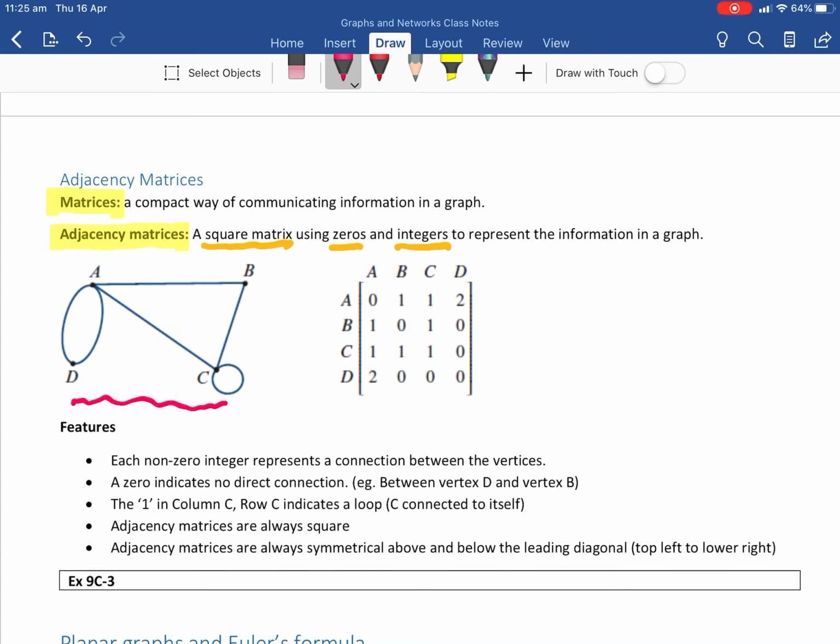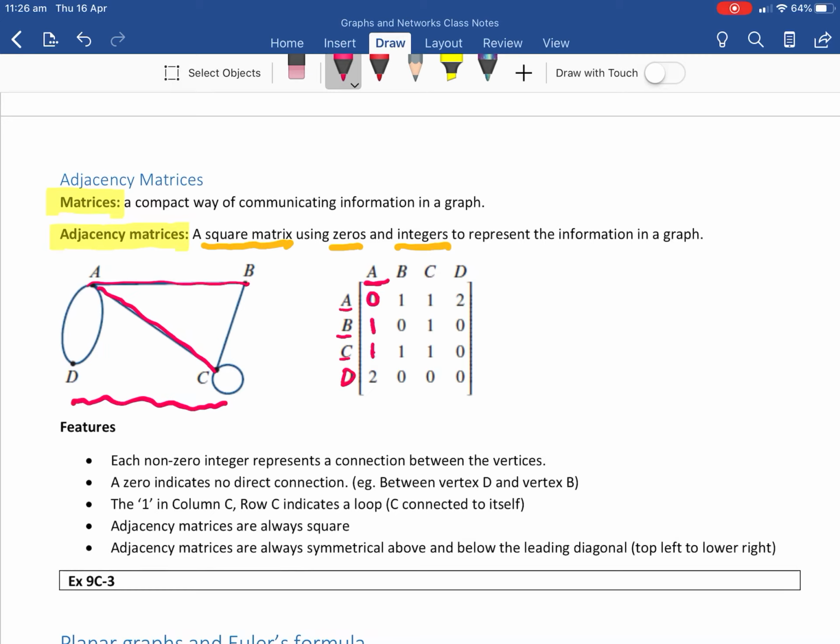Is there an edge that connects A to A? No, there's not, so that's why there's a 0 here. See how we've got A and A here? Now from B to A, there is one edge, so that's why there's a 1 here. From C to A, again, there's one edge, that's why there's a 1.